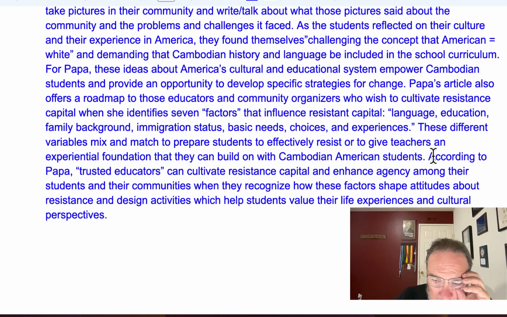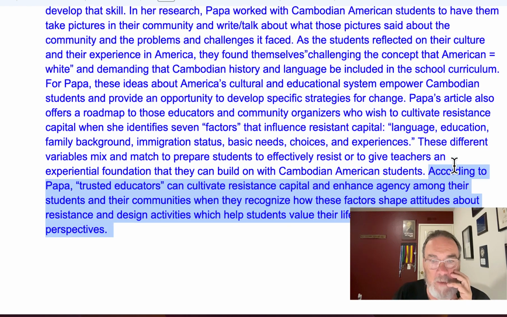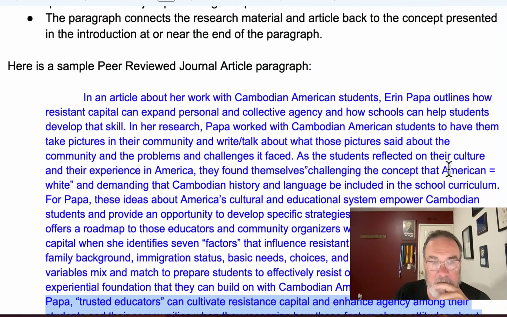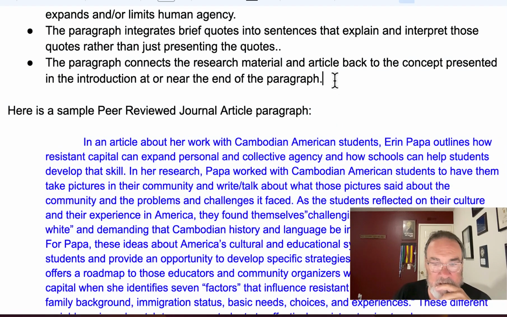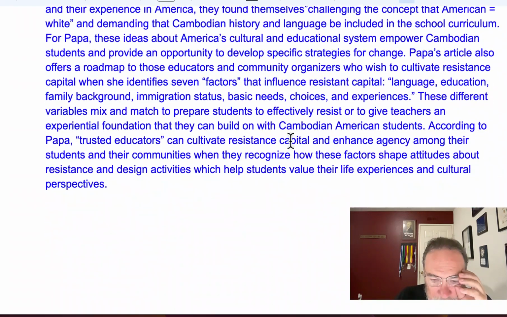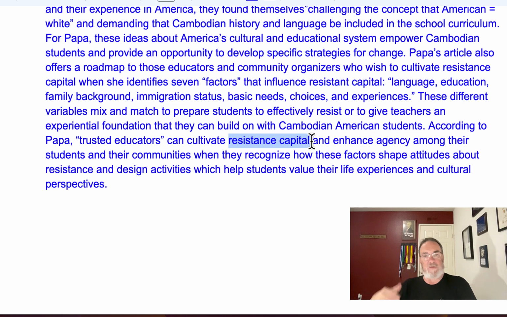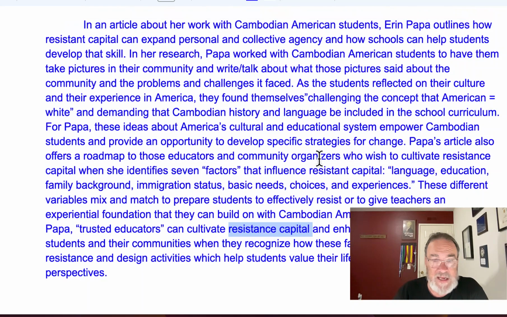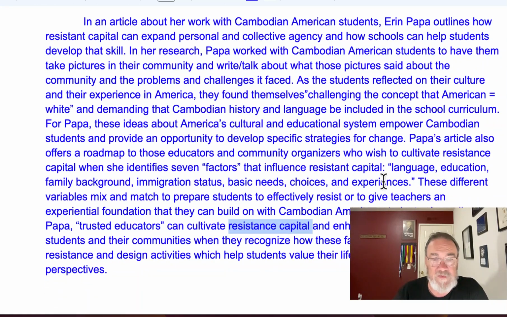We're going to talk about the last sentence of the paragraph more when we meet in class tomorrow, because it's kind of a different idea for us, but we're going to want to connect the research in the support part of our paragraph back to our originally presented concept. And so what we're going to see here is we get that reminder of resistant capital. Everything's tied back to the resistant capital that was defined in that first explained paragraph. So the last sentences here of this paragraph take us back to the explained paragraph.